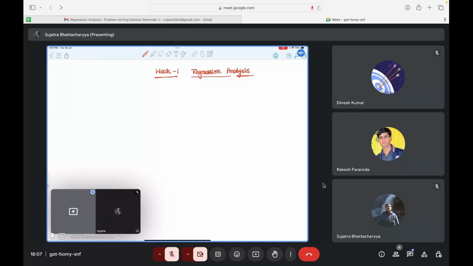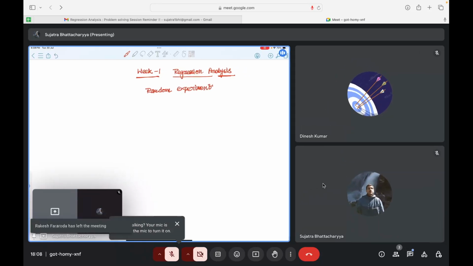Fine. So I will start with some basics of statistics and probability. In the beginning, I will start with what is a random experiment. From a random experiment you will see random values will come. All of these will be short definitions. What is a random experiment?